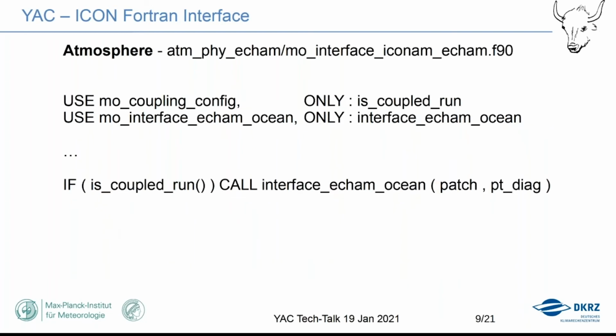And likewise for the data exchange itself. You load the module, which has the put and FGET calls implemented. You just call it. And that's it from ICON, and everything else is handled behind this in the subroutine.